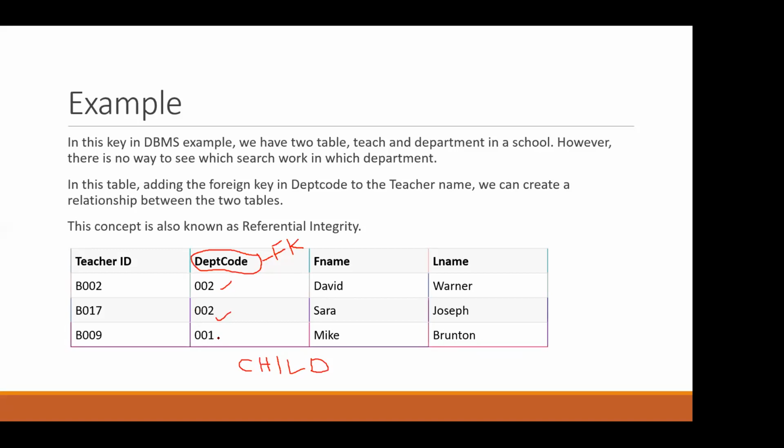So here it's not a rule. A foreign key will not prevent duplication of data, so the value may repeat. Sometimes it may be null also, and it may not be unique. Try to see from this example: by adding a foreign key, department code, to the teacher table, we are creating a relationship between the two tables, the department and the teacher.